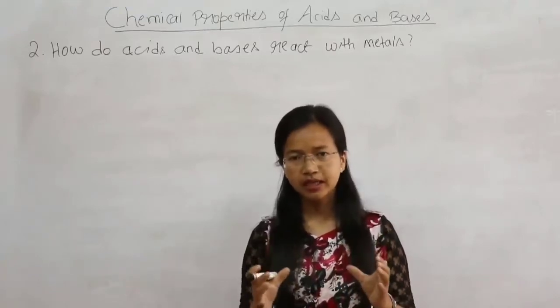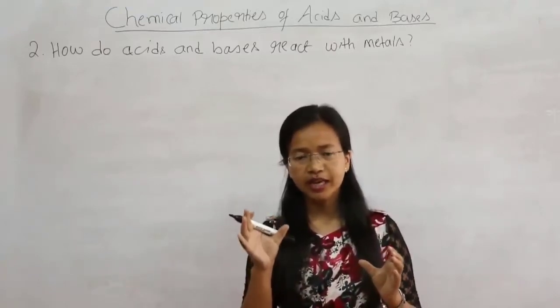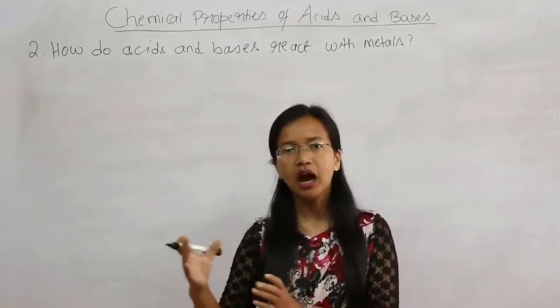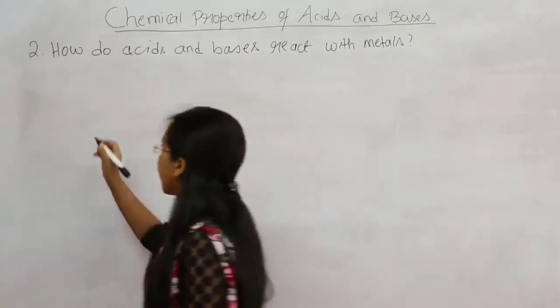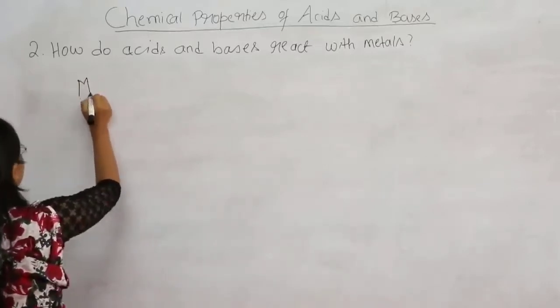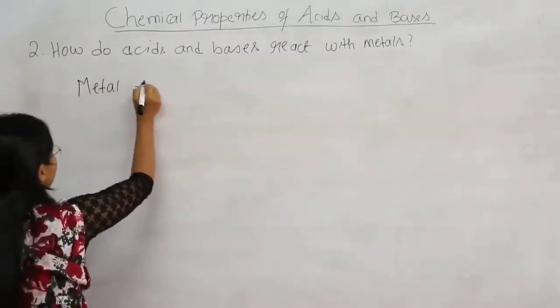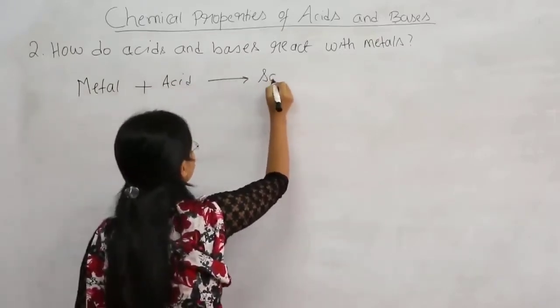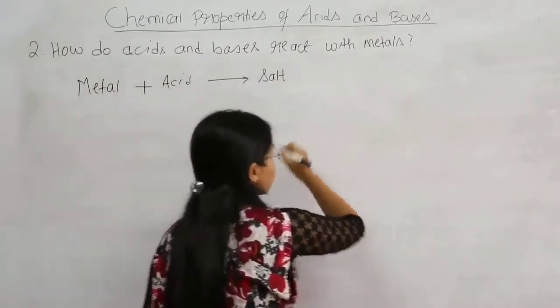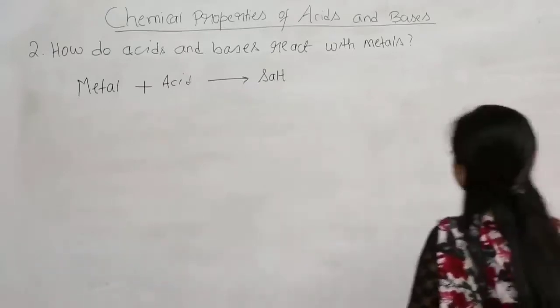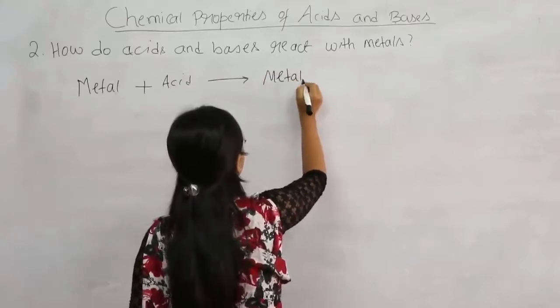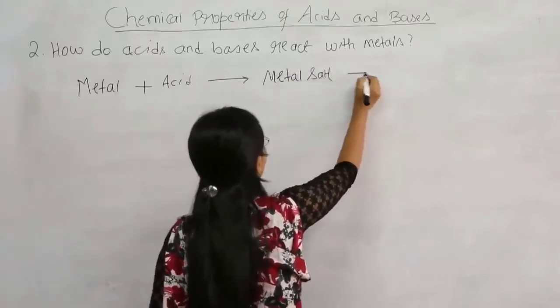It means that when you take the reaction of a metal with an acid, you are going to get a salt and hydrogen. So when a metal reacts with an acid, we will get a salt, or we can say metal salt, and hydrogen.